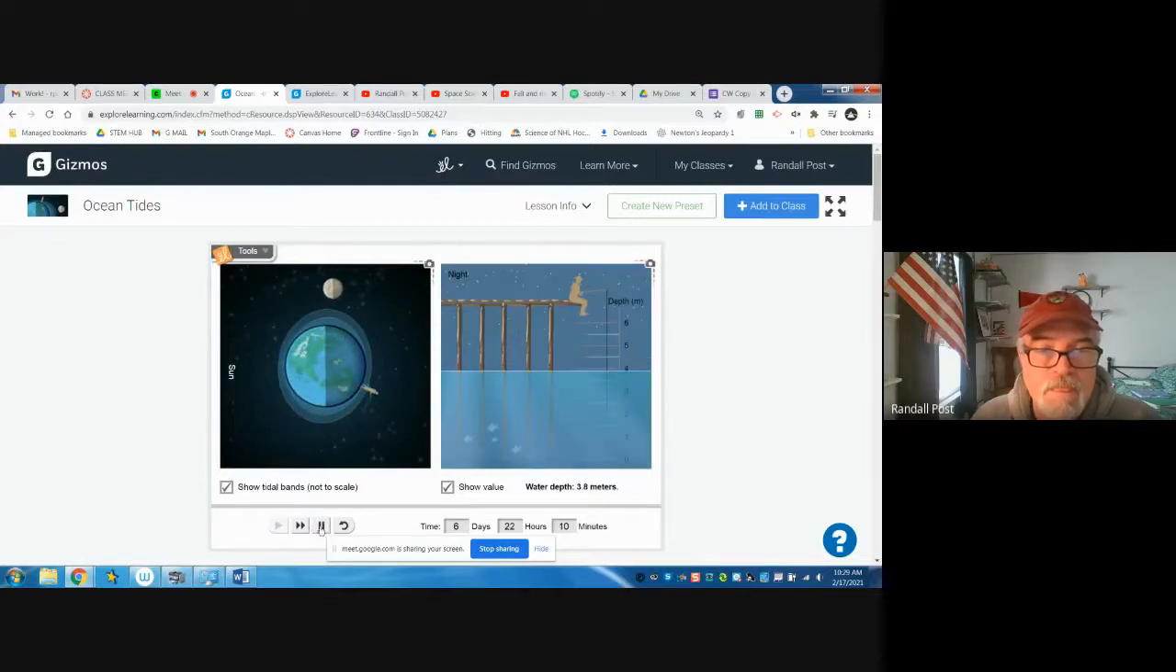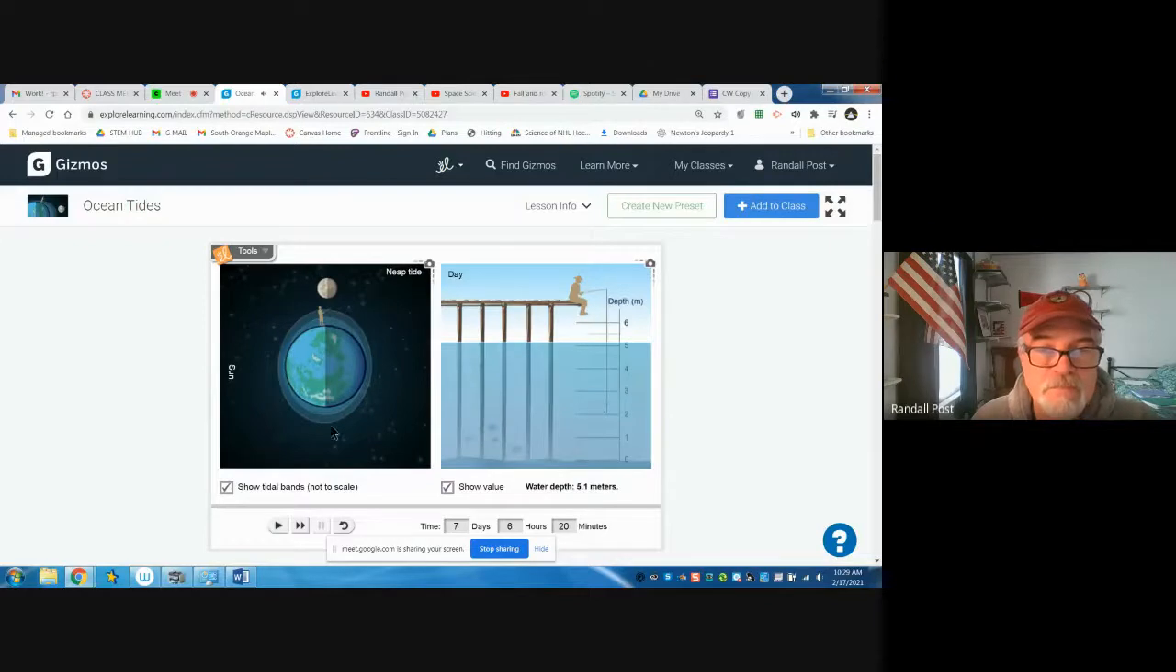So let's find out where that is. I'm coming up on it right now. And boom. This is when the moon is not lined up with the sun, so it's a neap tide. And let's look at our water depth, 5.1 meters. This is not as deep as the spring tide. So let's see what happens next.